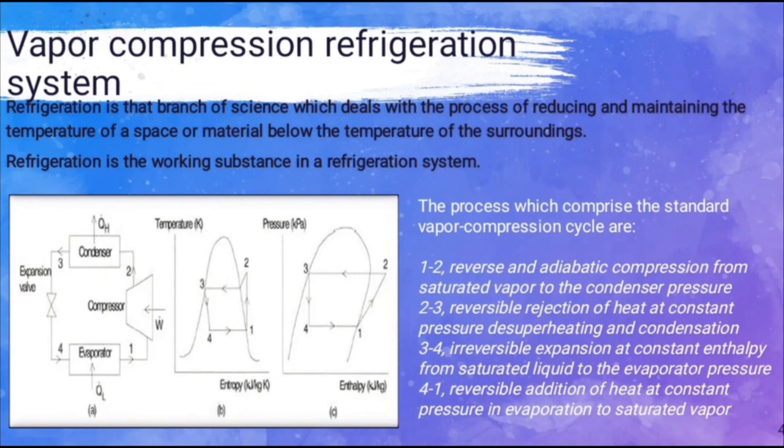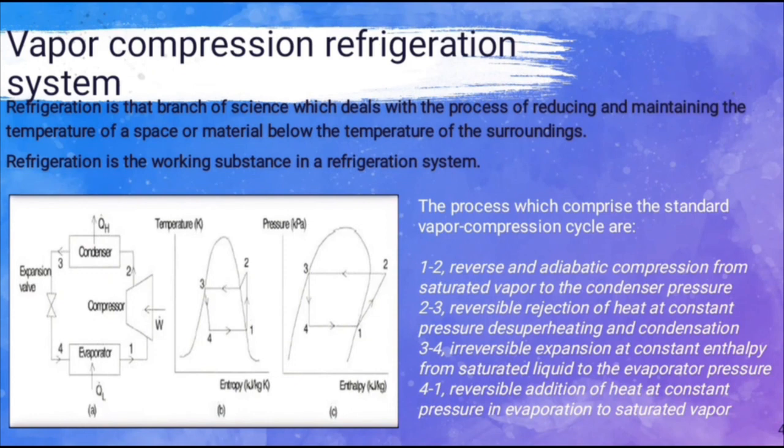Refrigerant is the working substance in a refrigeration system. Therefore, refrigerant is the main reason why a certain space in the refrigeration system maintains the desired temperature below the atmospheric temperature. The very common refrigerant in the refrigeration system is ammonia. And by the way, a refrigeration system operates on the reverse Carnot cycle, compared to a heat engine that operates on the Carnot cycle.